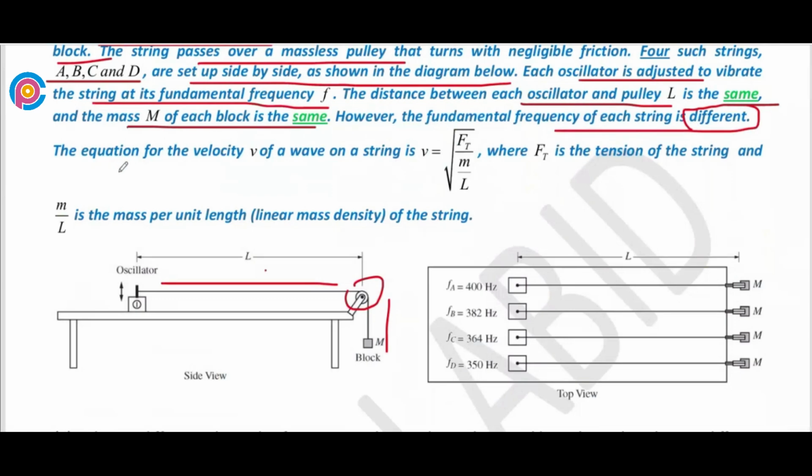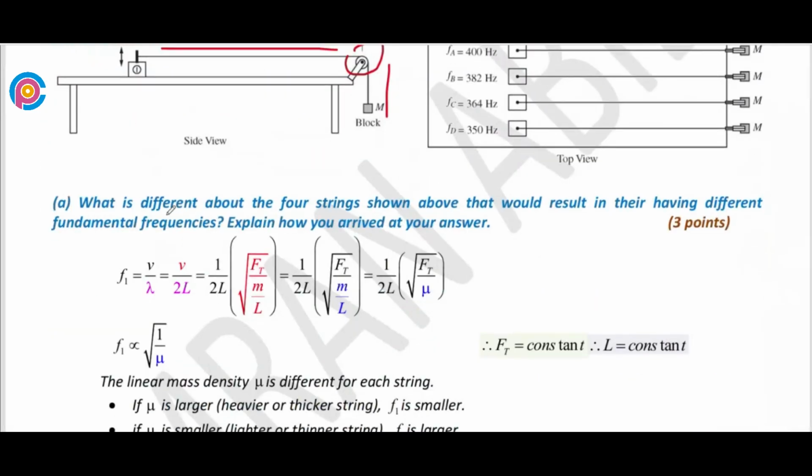The velocity of the wave is v equals the square root of Ft over m by L. Ft stands for the tension in the string, and m by L is the mass per unit length, which stands for linear mass density. The question is, what is different about the four strings as shown, which results in different fundamental frequencies?